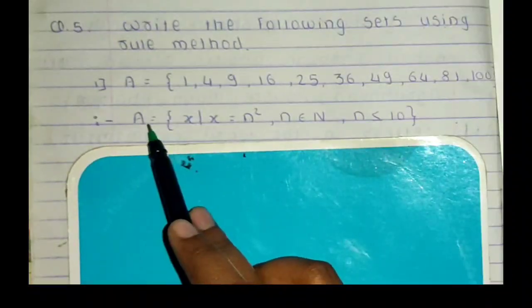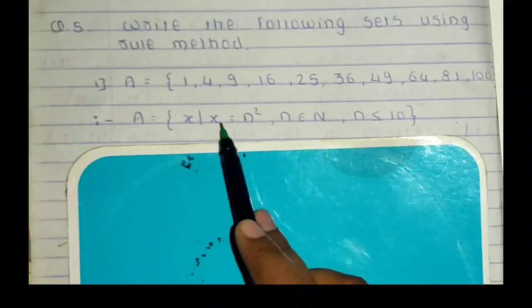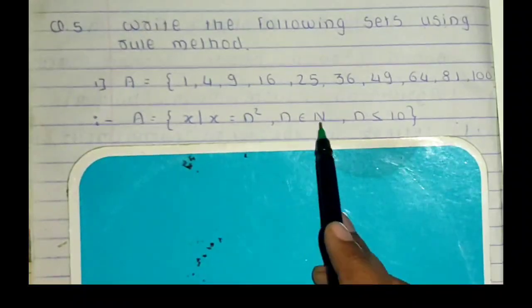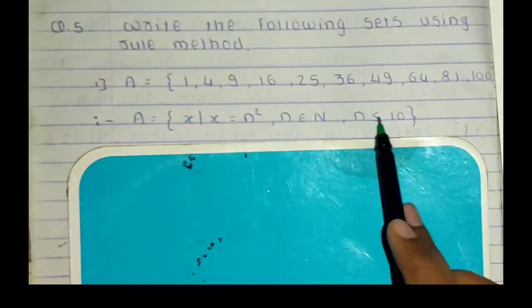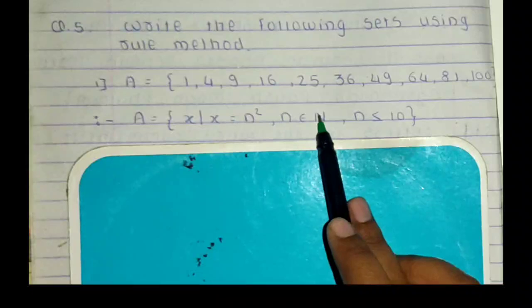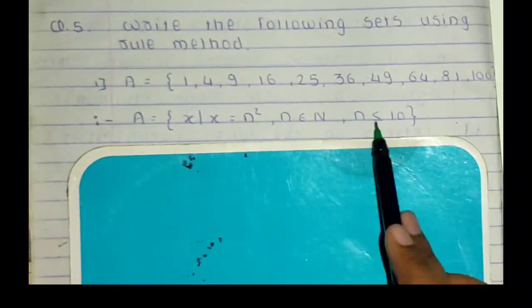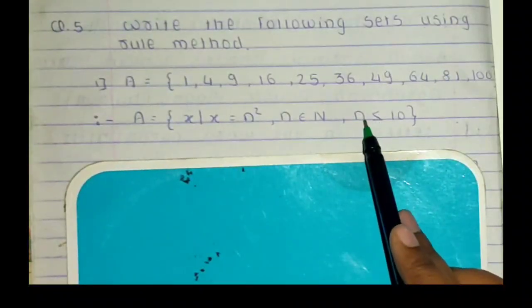So we have written it as set A equals {x such that x equals n squared}. The value of x is the square of a number such that n belongs to capital N, where n is less than or equal to 10. N belongs to capital N means it is a natural number, and its value will be less than or equal to 10. We can also write n less than 11.